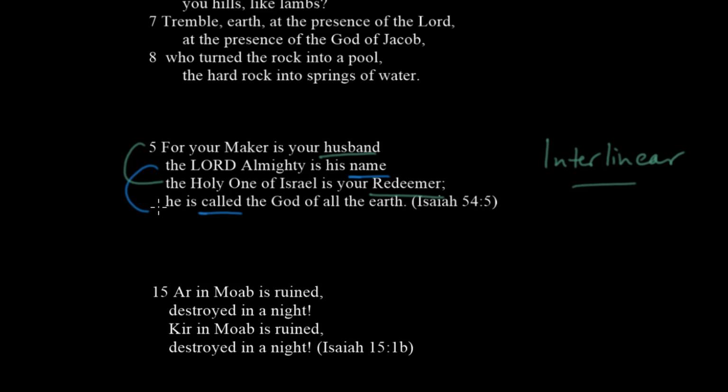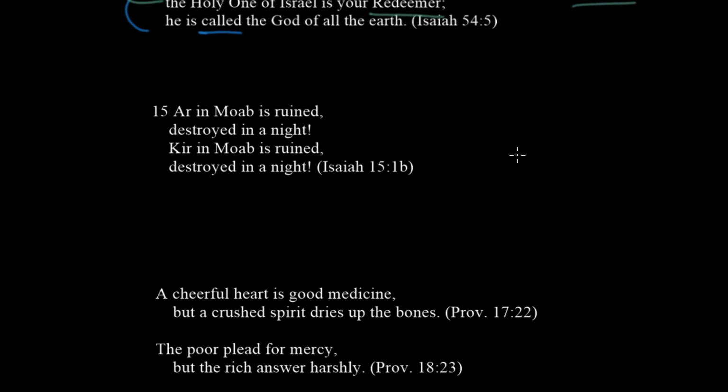Sometimes the repetition is so obvious that there's hardly any difference. And a great example is Isaiah 15, verse 1b. "Ar in Moab is ruined, destroyed in a night. Kir in Moab is ruined, destroyed in a night." So really there's only one subtle change here that we might note, but otherwise this is all the same.